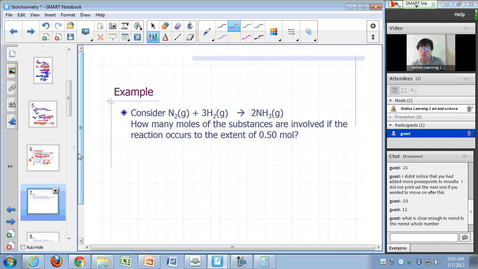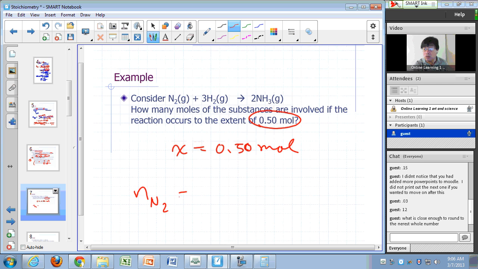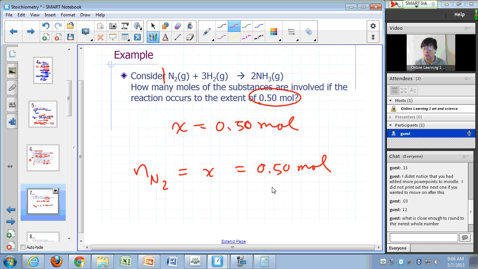Let's illustrate that with this problem here. You can solve this the traditional way that I showed you earlier, or you can say, okay, let's see. How many moles of substances are involved if the reaction occurs to the extent of 0.5 moles? So we're saying X is 0.50 moles. So you say moles of nitrogen consumed would be X. The coefficient of nitrogen is 1, so 0.50 moles of nitrogen was lost.